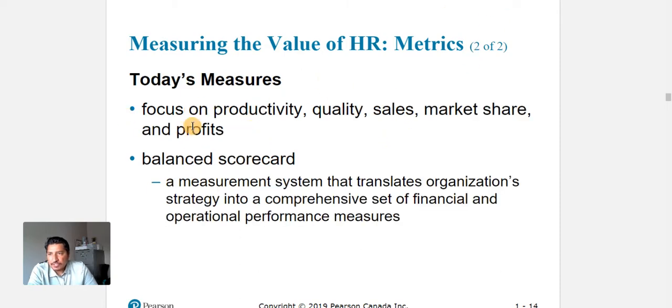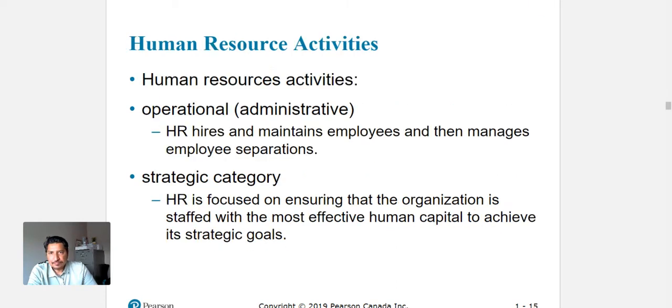Today's measures focus on productivity, quality, sales, market share, and profits. And then the other approach is the balanced scorecard, a measurement system that translates organization strategy into a comprehensive set of financial and operational performance measures. Human resource activities at the operational, admin level, like hiring and maintaining employees and then managing employee separations. A strategic category, human resources focused on ensuring that the organization is staffed with the most effective human capital to achieve its strategic goals, like a skill set, the right person to do the right job.